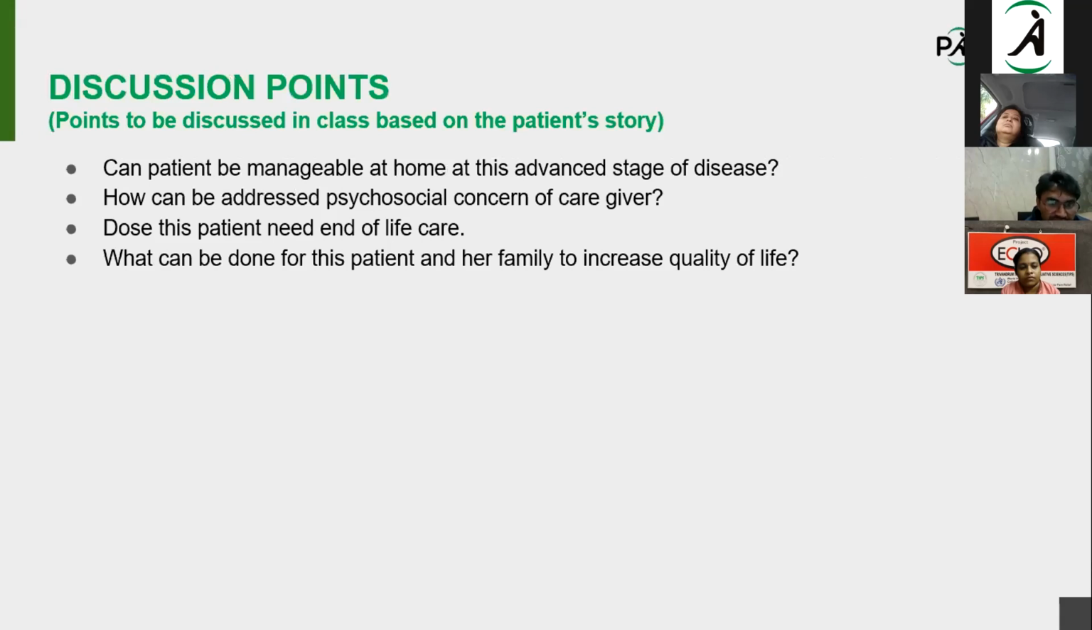The main discussion point is: can the patient be managed at home at this advanced stage of disease? How can we manage her symptoms at home? Like how can we go for the ascitic tap at home? How can we address the psychosocial concerns of the caregiver, like the patient's need for end of life care, and what can be done for this patient and her family to increase the quality of life?